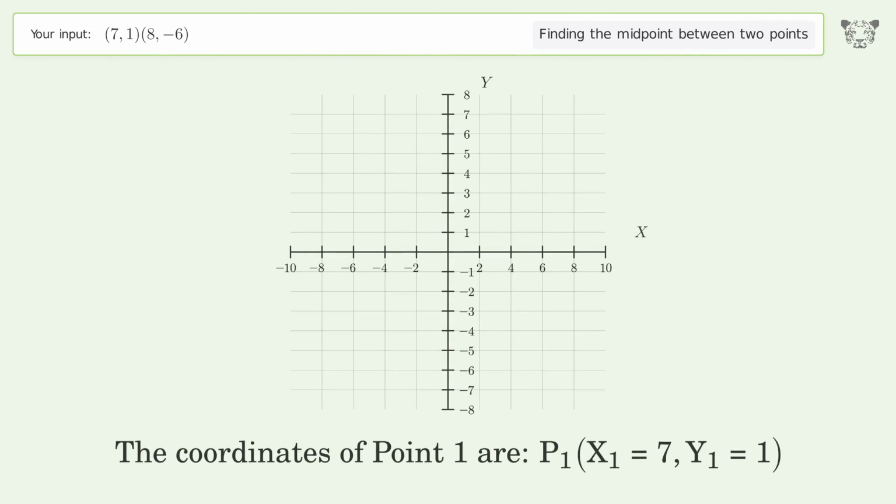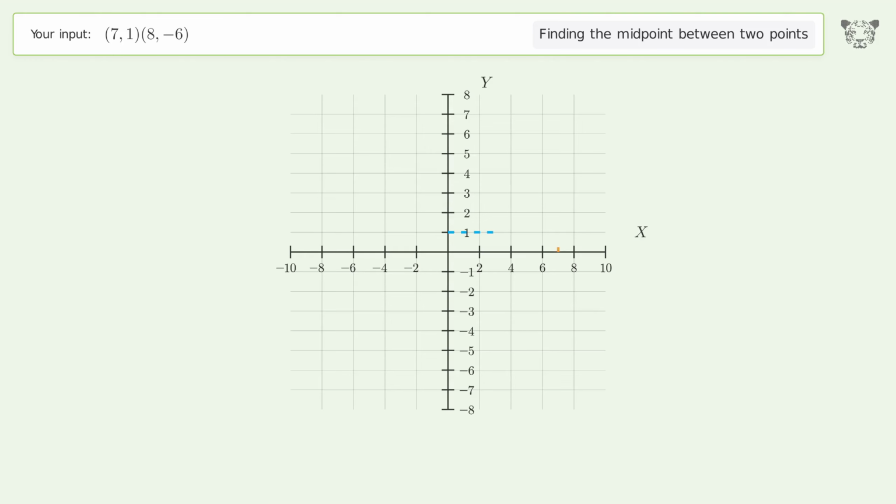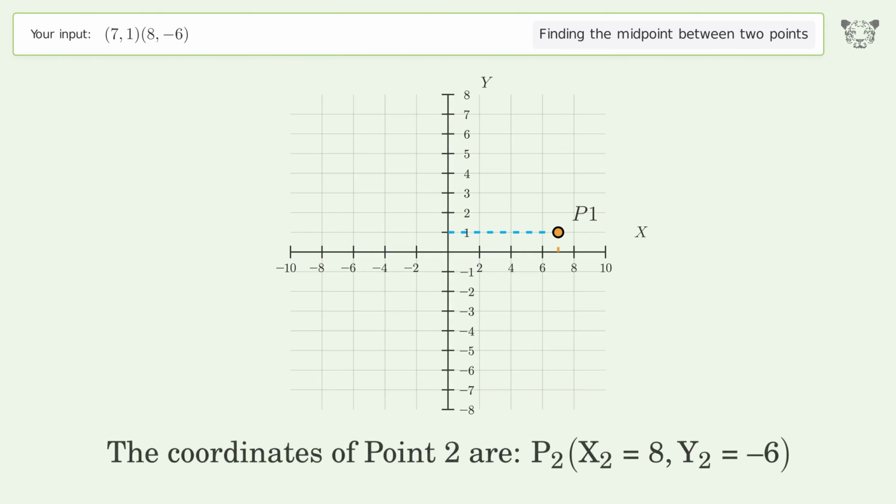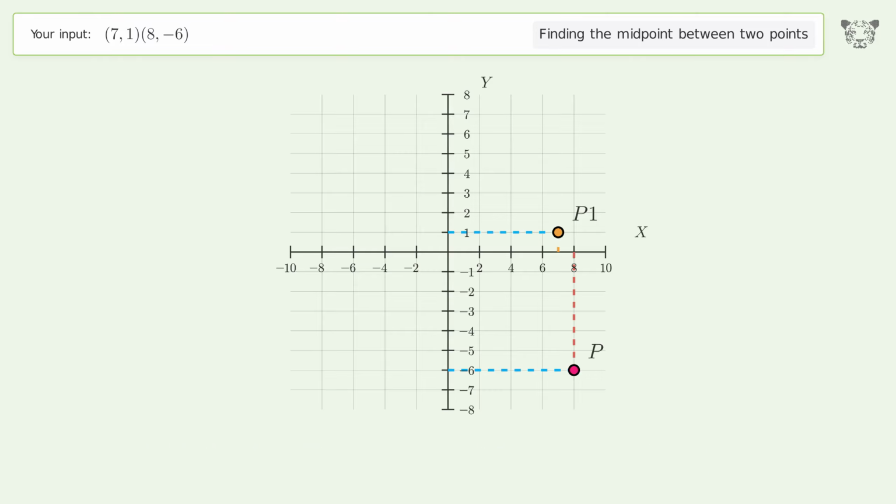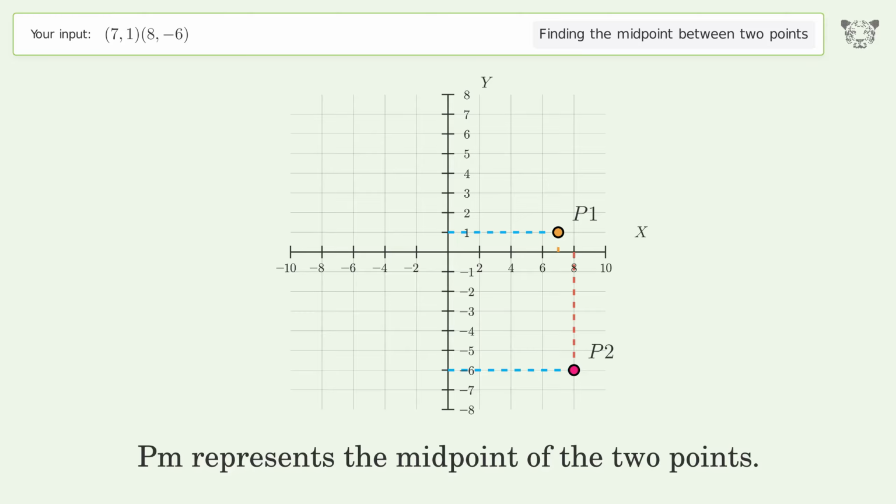The coordinates of point 1 are, x1 equals 7, y1 equals 1. The coordinates of point 2 are, x2 equals 8, y2 equals negative 6. PM represents the midpoint of the 2 points.